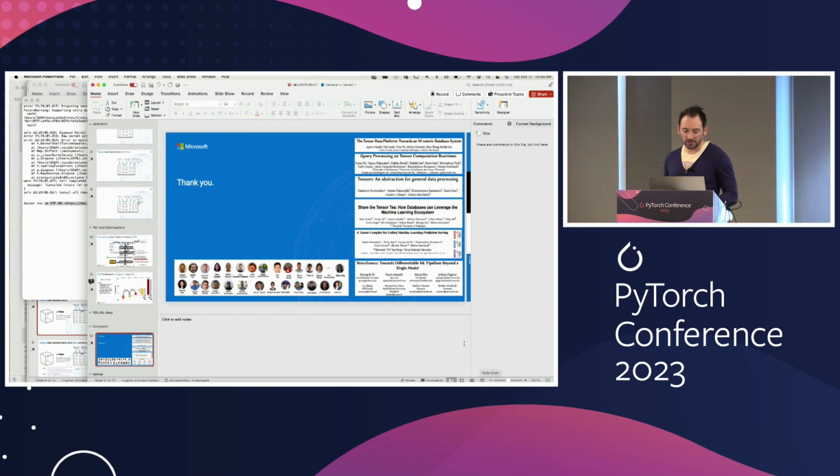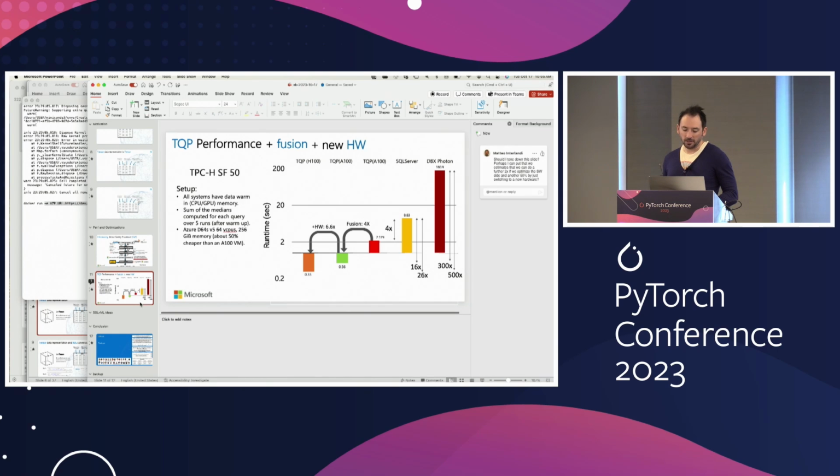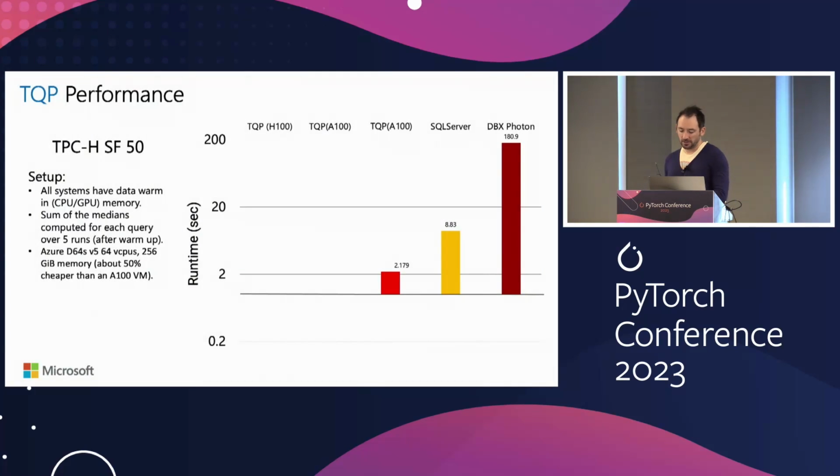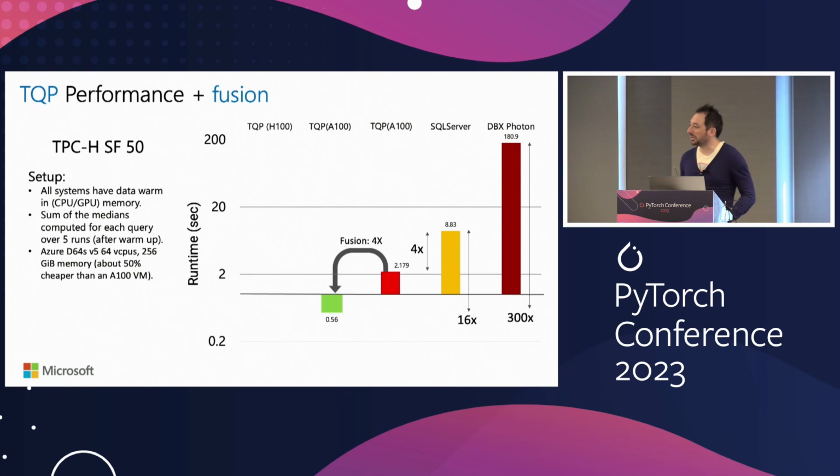As you can imagine, in this case, let me just bring this up. If we take the A100, we are about 16x, I think, compared to SQL Server, if we use Fusion, etc. And an A100 virtual machine on Azure is about 50% more expensive than the CPU machine there. So we still have a large margin there for the cost performance basis.